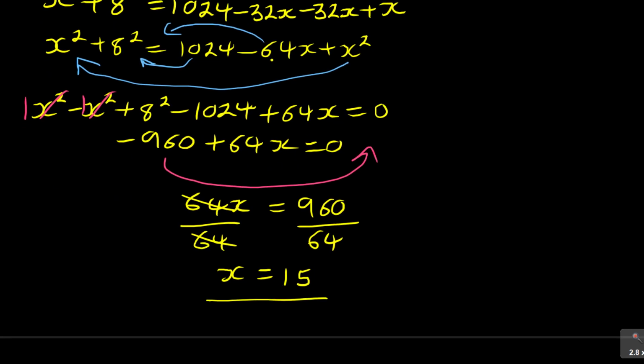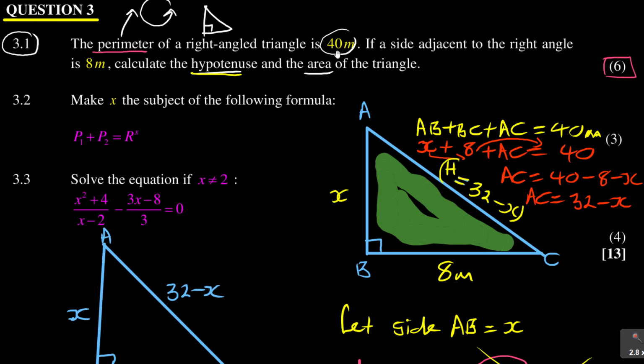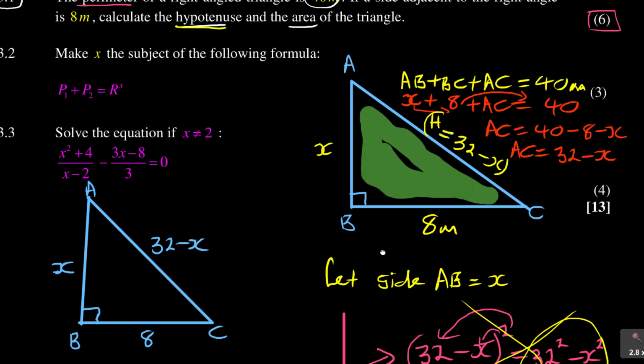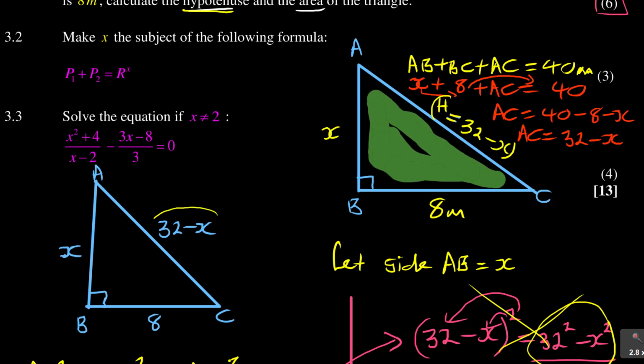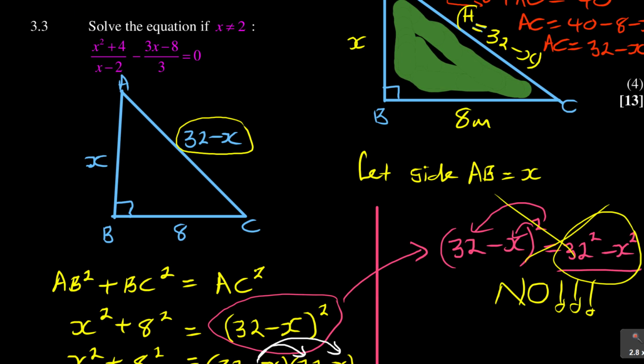So now how do we wrap this up? Remember, the question said the perimeter of a right angle triangle is 40 meters. If a side adjacent to the right angle is 8 meters, calculate the hypotenuse and the area of the triangle. Now we want to calculate the hypotenuse. Don't forget, this is our hypotenuse here, and we said what is our x. Remember, our x is 15, meaning if I go back to this triangle, I have now 15, but here hypotenuse is equal to 32 minus 15. You see that? So what is the hypotenuse now?